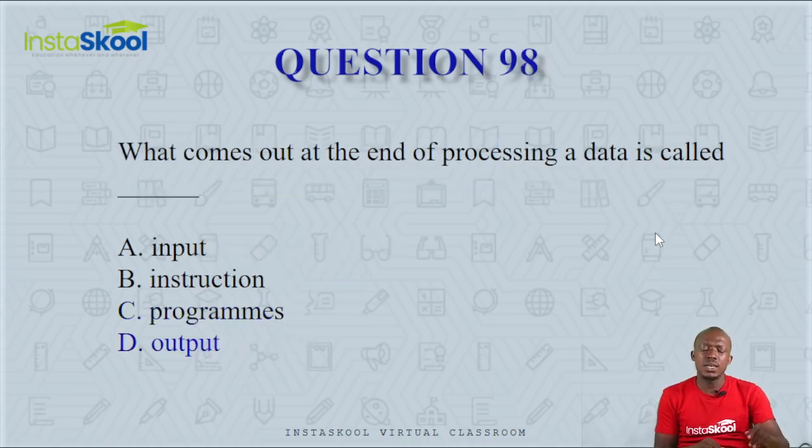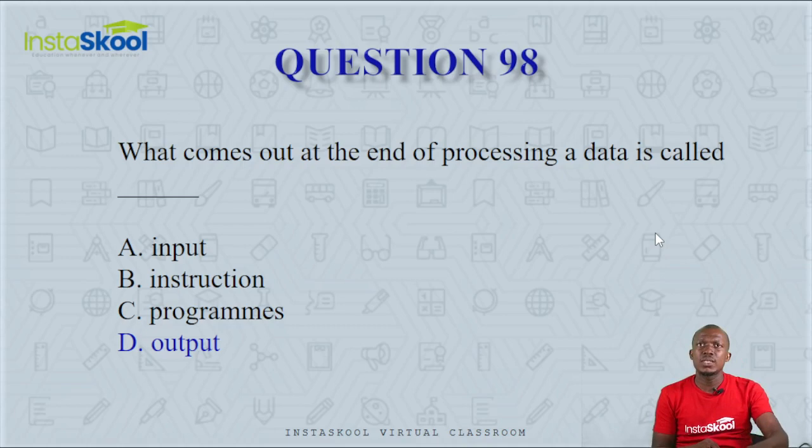Question number 98. What comes out at the end of processing data is called dash. Is it inputs, instructions, programs, or outputs? What goes into the computer is inputs. Instructions are directives on actions to be taken. Programs are sets of instructions that guide an activity. But outputs are the result of input into a system. So the correct answer is option D, outputs.